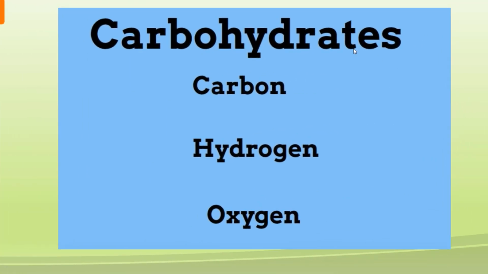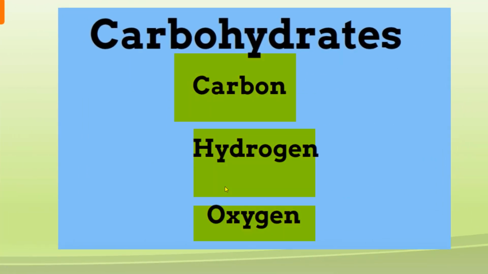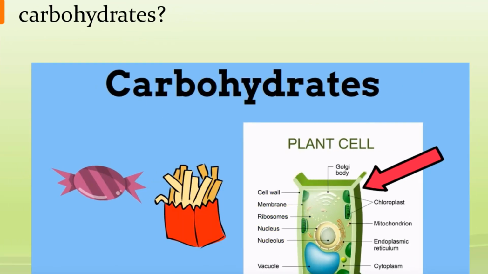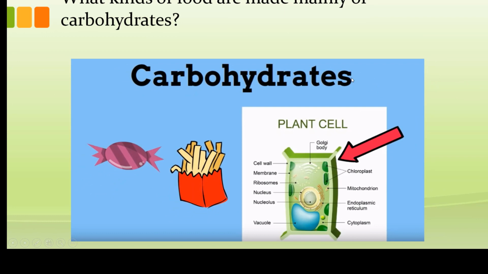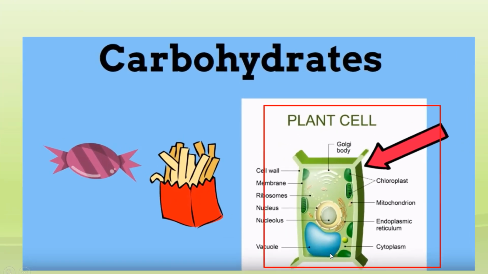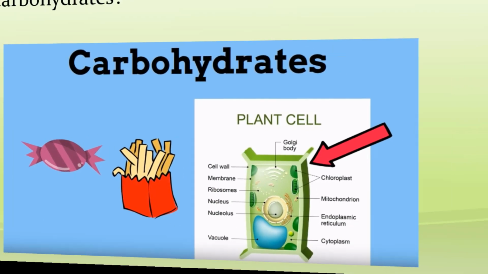Carbohydrates are primarily composed of carbon, hydrogen, and oxygen. What kinds of foods are made mainly of carbohydrates? Well, things like sugary candy or French fries that are made out of potatoes are starchy, and carbohydrates make that up. Also, on the outside of plant cells, you can find carbohydrates in the plant cell wall.